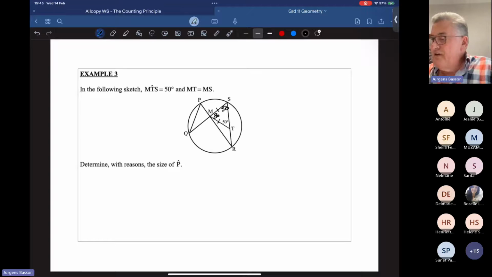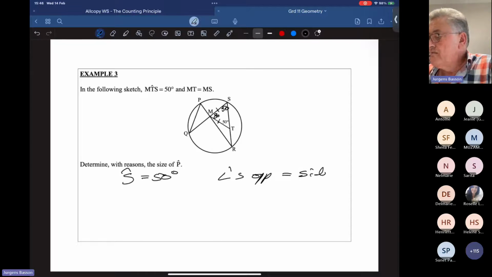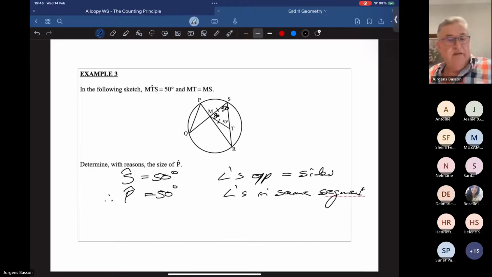So now the question is, they ask us to find P. Now to find P, I basically just need S. I don't need M. But it can't do any harm if they put it on the drawing. So I will start off by saying that angle S is 50 degrees, and that is angles opposite equal sides, because the sides were given equal. And then we can say angle P is 50, and that is angles in same segment. And that's it. Also not too difficult.